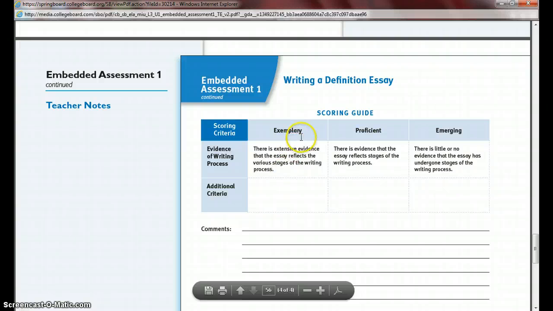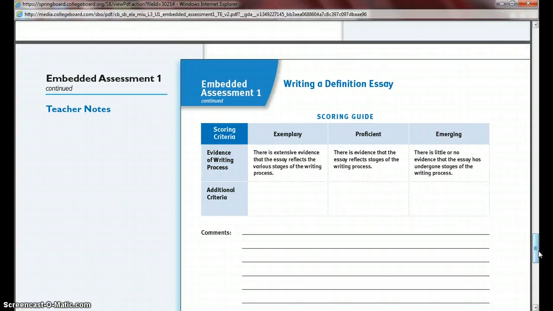Down here, there's extensive evidence the essay reflects the various stages of writing. That is to say that the student just hasn't written their first draft last night and turned it in, that they've done a draft, that they've been through a revising and editing process, and that they've polished it off with a final version. There's also a space in here for you to add additional criteria. If you want, it would be a good place to add in any technology pieces or project pieces that you feel can really drive this point home with your students.